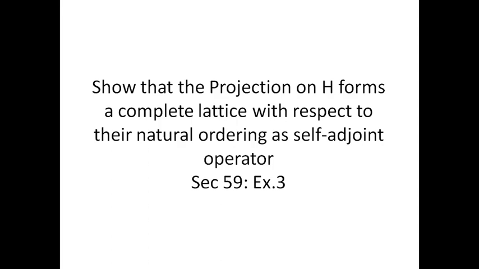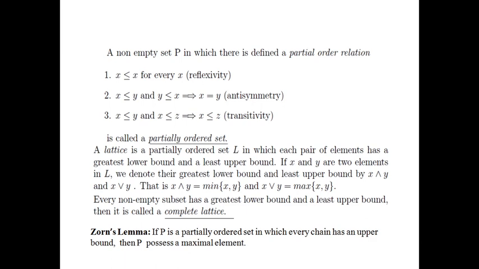Let's see an exercise problem from section 59 of G.F. Simmons' Introduction to Topology and Modern Analysis. Show that the projections on H form a complete lattice with respect to the natural ordering as self-adjoint operators. For that, you need to know partially ordered sets, lattices, and complete lattices.